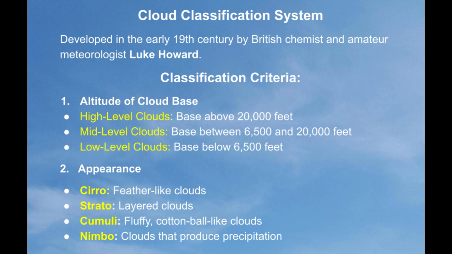The second criterion is based on their appearance, with terms derived from Latin: cirro, a form of feather like clouds; strato, a form of layered clouds; cumuli, a form of fluffy, cotton ball looking clouds; and nimbo, a form of clouds that produce precipitation.